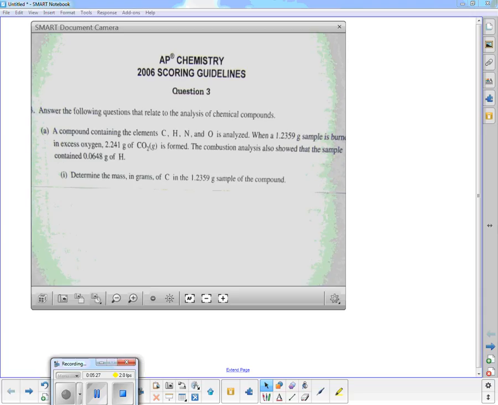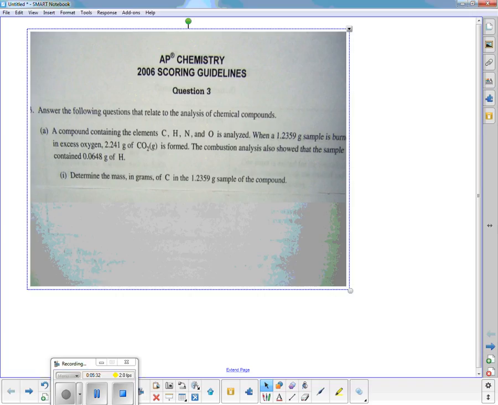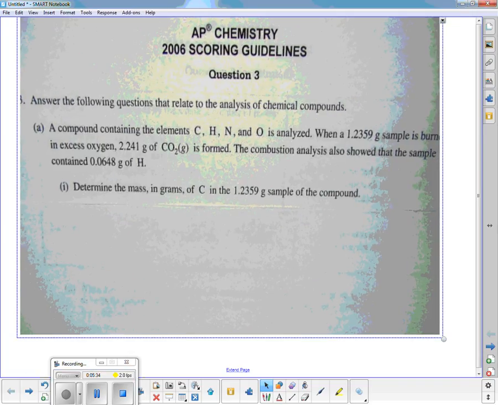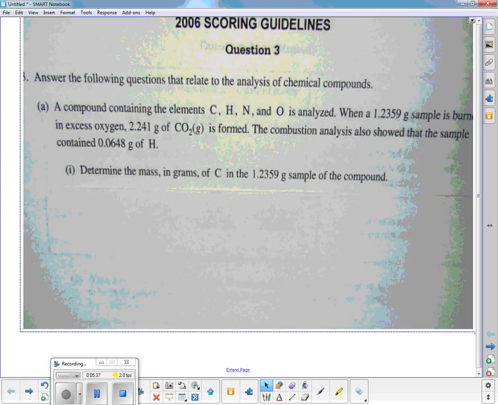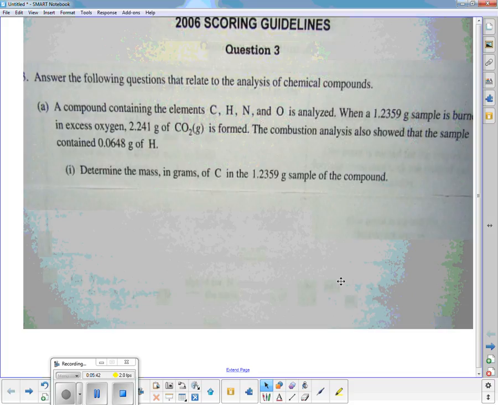Okay, so we've decided to go through this one step by step because a lot of them didn't know where to start. So here we go step by step. The first step is: the following questions relate to the analysis of a chemical compound. A compound containing C, H, N, and O was analyzed when a 1.2359 gram sample is burned in excess oxygen. 2.41 grams of CO2 is formed. The combustion analysis also showed that the sample contained 0.0648 grams of hydrogen.